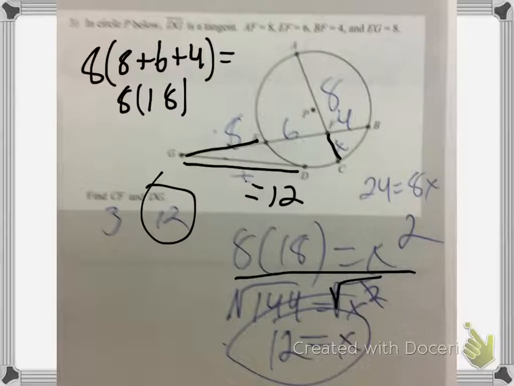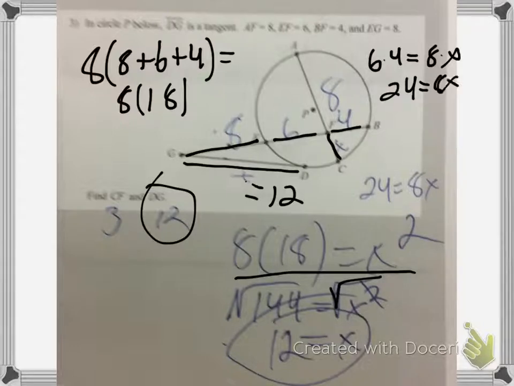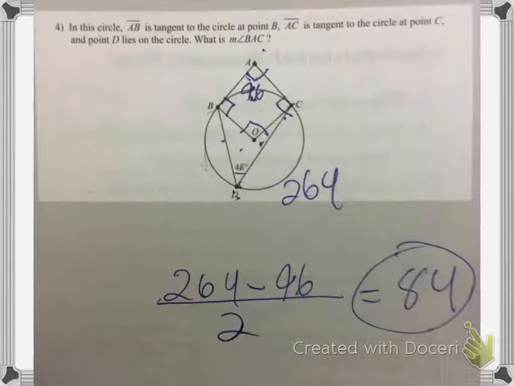For the other one here, you just multiply segment times segment, because they're two chords. 6 times 4, 8 times X. 24 equals 8X. Divided by 8 into 24, X equals 3. So CF is 3.